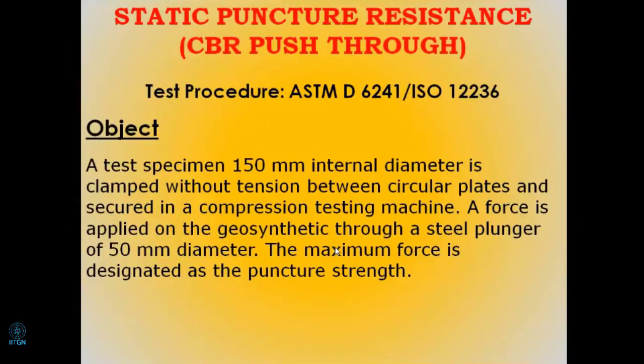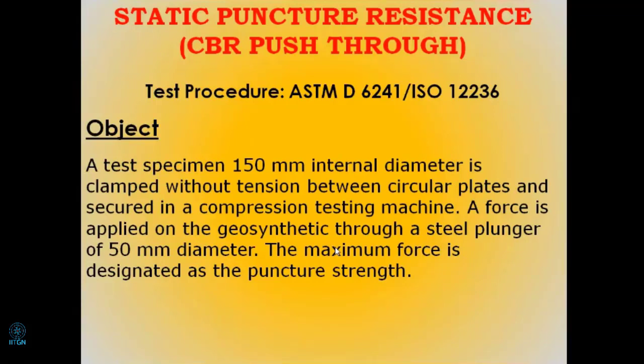The next test is static puncture resistance. This is the CBR push-through test. As per ASTM D6241 or ISO 12236 are the codes which show the methodology for the CBR push-through test. The object of this test is that a test specimen of 150 mm internal dia is clamped without tension between circular plates and secured in a compression testing machine, like the same UTM.